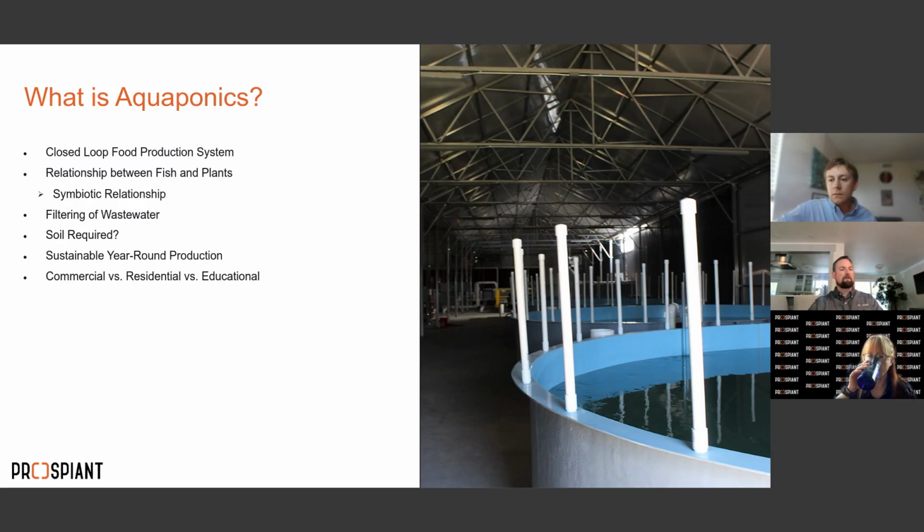But in the original models, it was a closed loop where fish produced the waste that became the hydroponic nutrients for the plants. The plants scrubbed the water of those nutrients, and then that water went back into the aquaculture facility. And we'll talk about a couple different variations of that, changes that have been developed over the last few years.